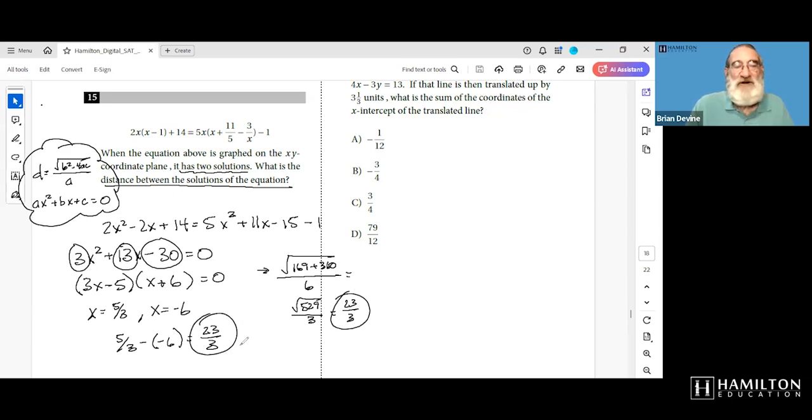So either way, 23/3. Now note, I could also enter that as 7.666, or I could have entered that as 7.667. And so I would always enter the fraction on this, because it was a rational value. I'd only enter a complete decimal if it couldn't be written as a fraction within the space provided.